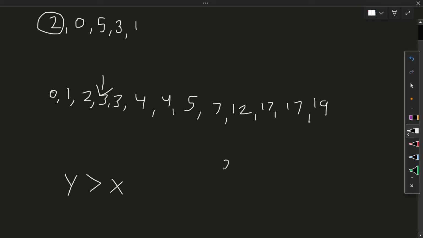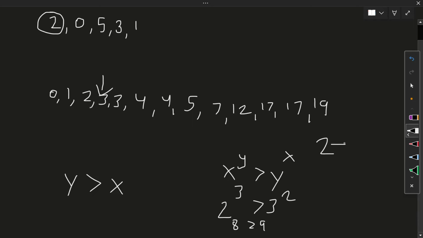Suppose we have to find x to the power of y greater than y to the power of x. Let's take 2 raised to power 3 compared with 3 raised to power 2. In this case, it is 8, and in this case, it is 9. So for 2, 3 is not the case.